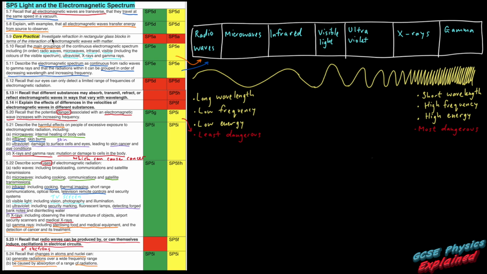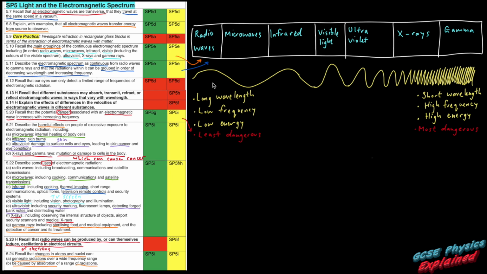We don't need to know the core practical. Recall the main groupings of the continuous electromagnetic spectrum in order. So here they are. You got radio waves, microwaves, infrared, visible light, ultraviolet, X-rays and gamma rays. Describe the electromagnetic spectrum as continuous from radio to gamma, and that the radiations within it can be grouped in order of decrease in wavelength and increase in frequency.